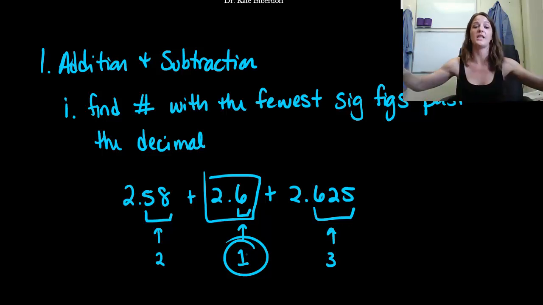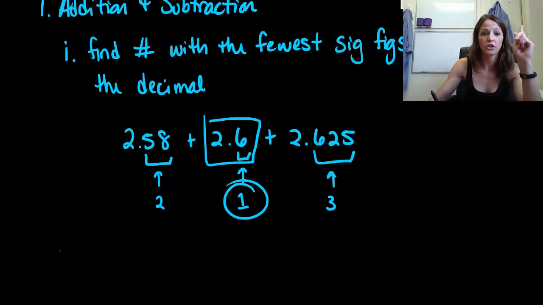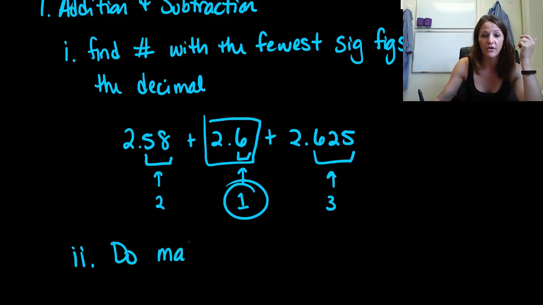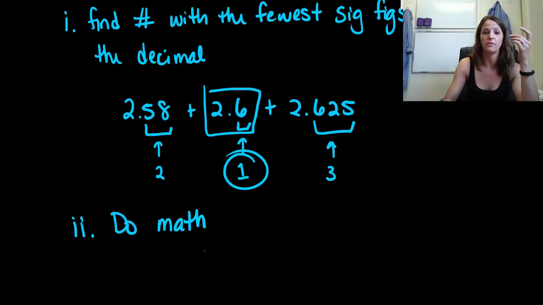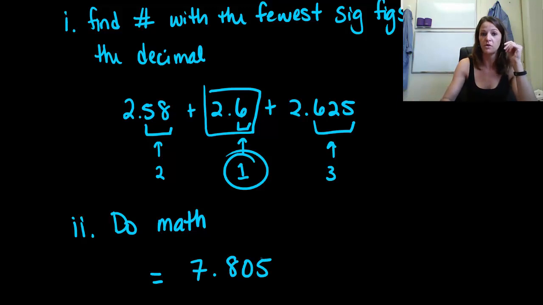But now I don't do anything else. All I did is just count sig figs, and now I'm going to move on. So number one, determine sig figs. Number two, do math. So actually do this problem. Just add the three numbers together. If you did that properly, you would end up with an answer of 7.805. So that's the number you get.